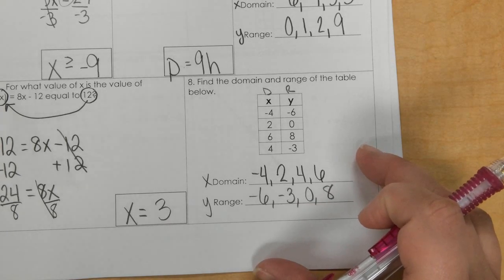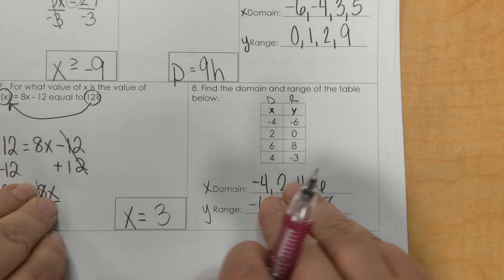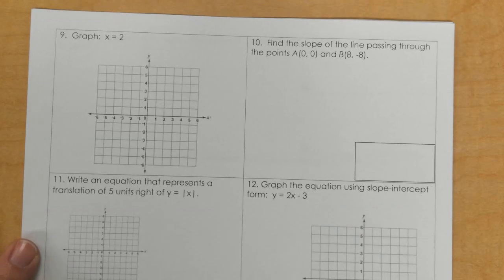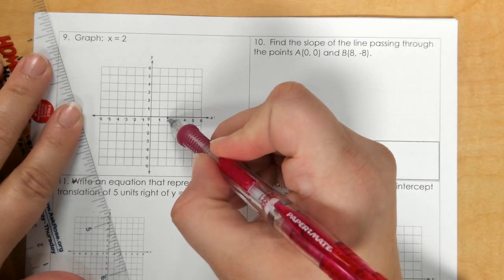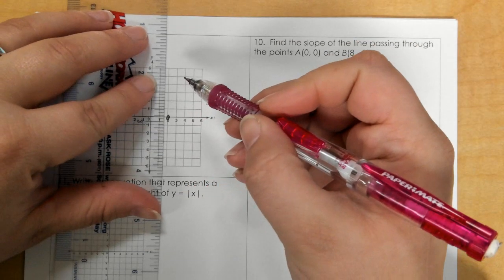Okay. In number 9, it says graph x equals 2. So I would go to the x-axis at 2 and put a dot, and then draw your line.